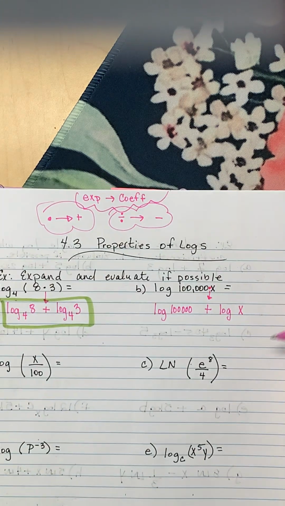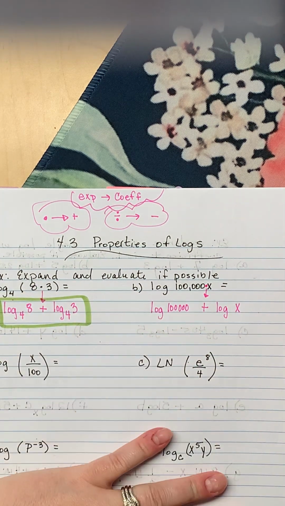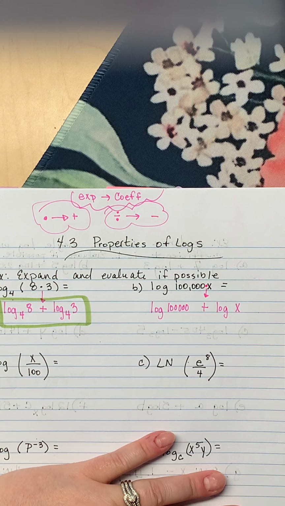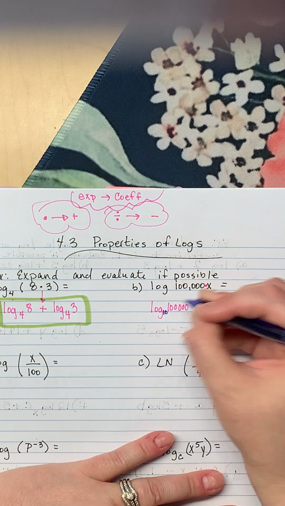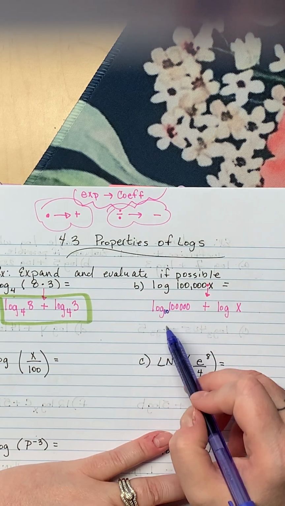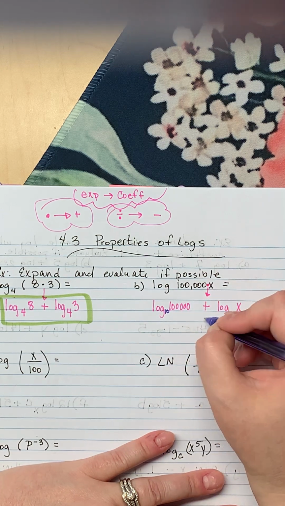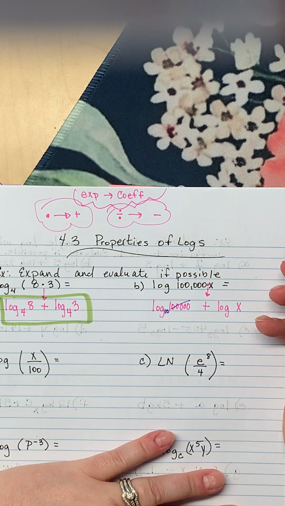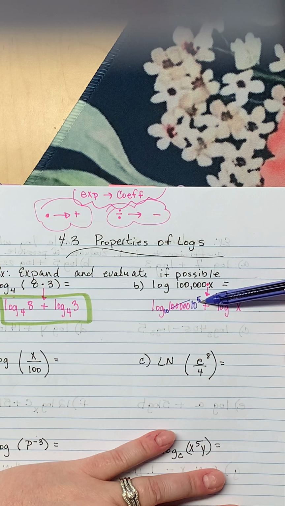Okay, then in the directions, it said expand and evaluate. So I expanded it. Now we have to do that thing from 4.2, which says evaluate, which is where you put a tiny 10 in the subscript because there is no subscript here. And then you change this 100,000 to 10 to the something. So this 100,000 is 10 to the 5th. So in our calculator, if we type 10 to the 5th, we're going to get 100,000.